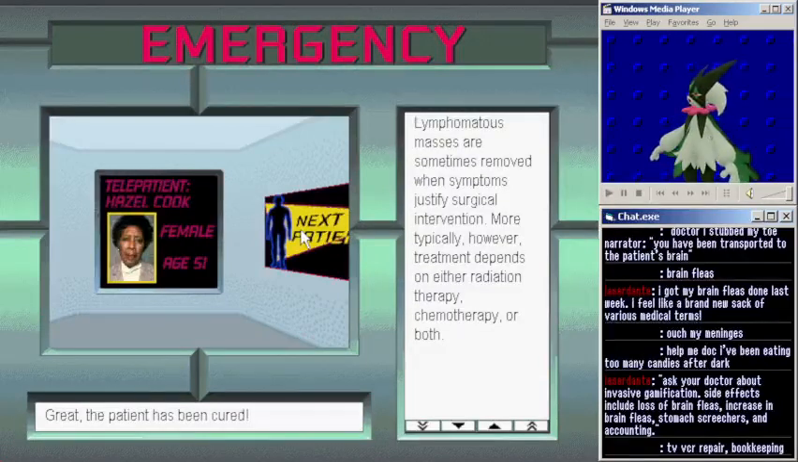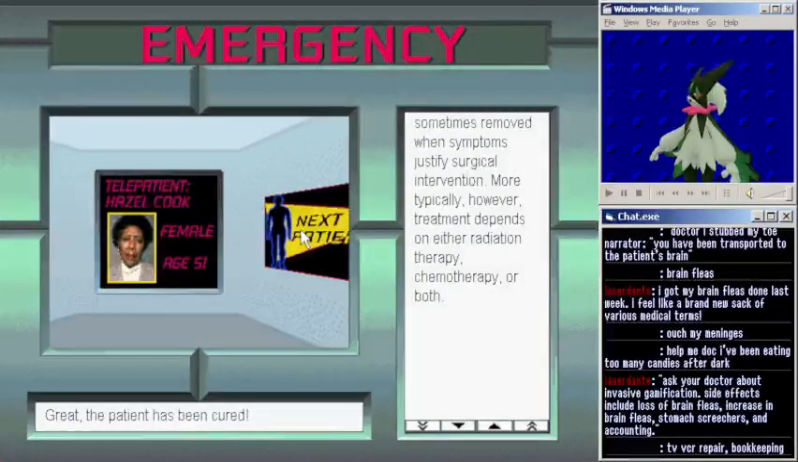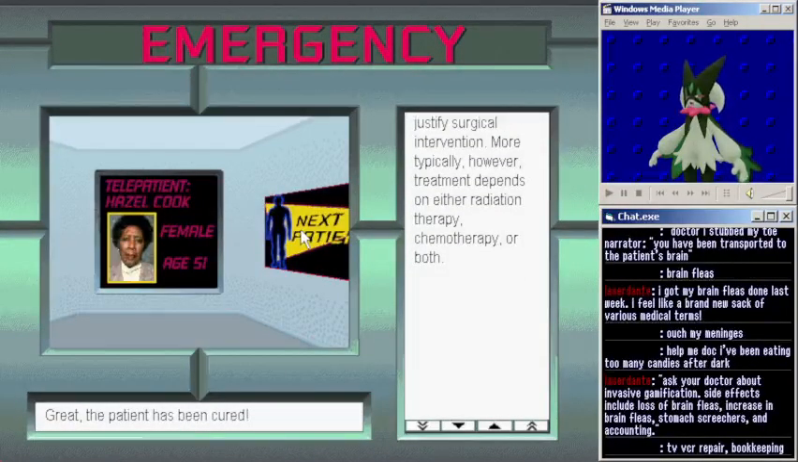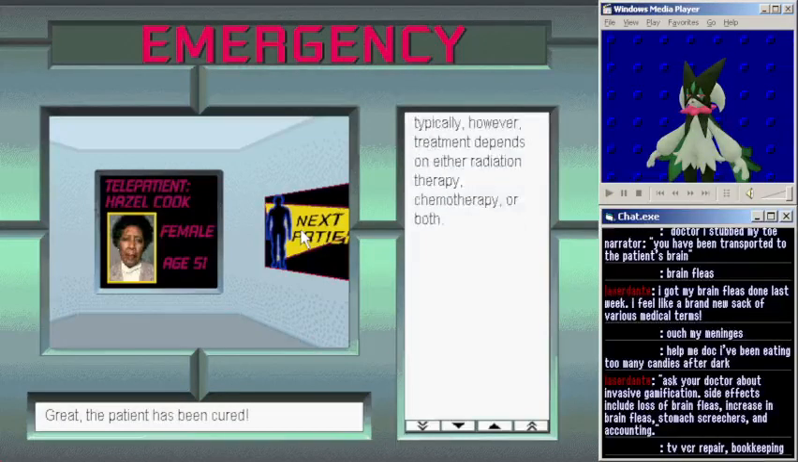Oh, like those late night infomercials about all the different jobs you can train for. Chemotherapy or both.